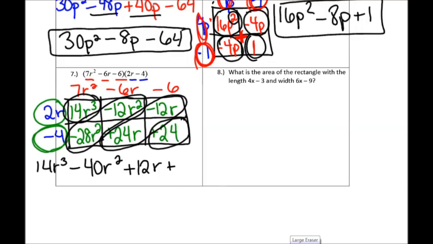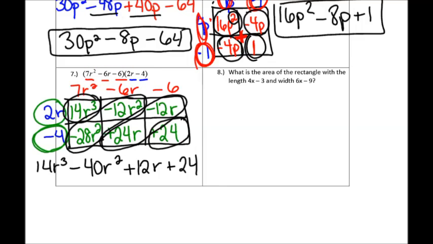Okay, so you guys can kind of see for this particular method, with these long polynomials, the box method is just a nice way to keep us organized. If you wanted to, you could have taken these and distributed, but that might get a little bit messy. So just keep that in mind.